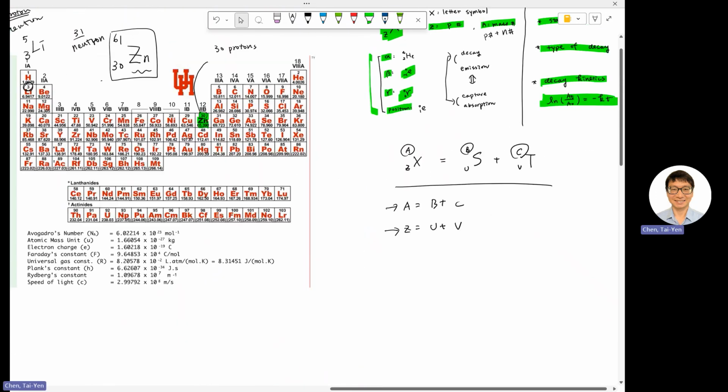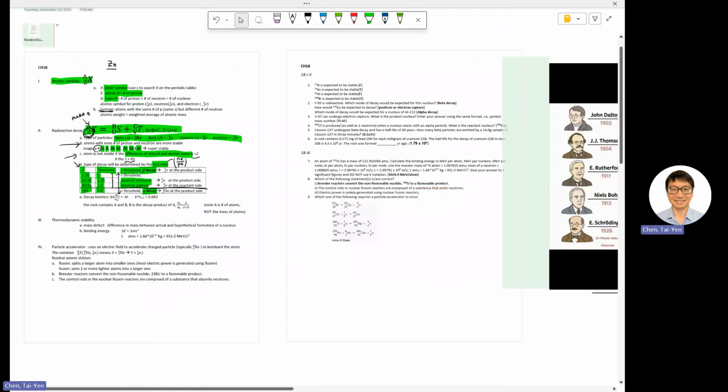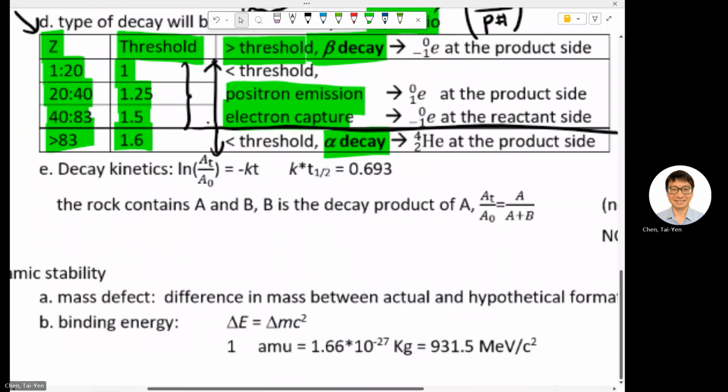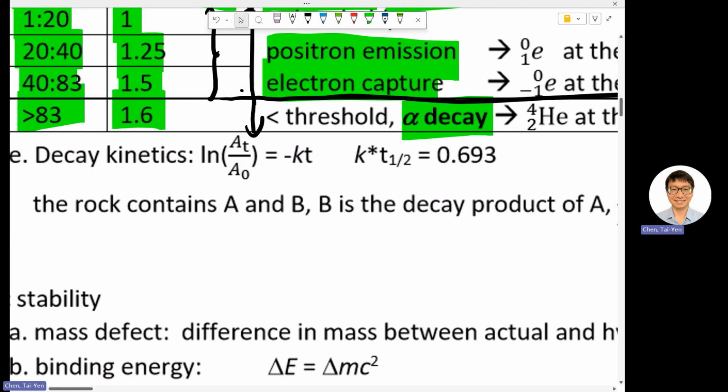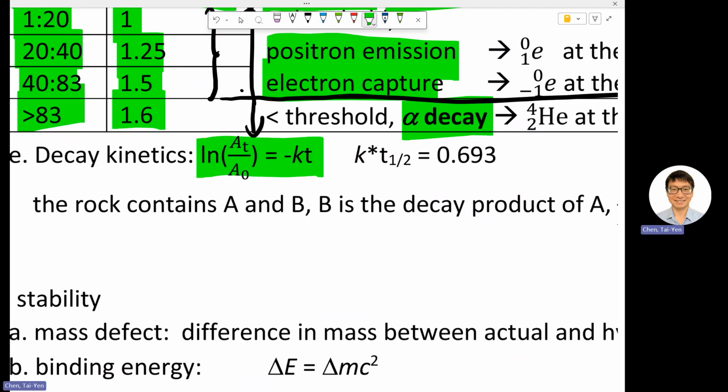If not, then we are going to enter the very last topic for today. Once we know what kind of decay we have, the next thing is we want to know how fast it's going to happen. And the equation we're going to use is this first order decay rate law: natural log A_t over A naught equals negative k times t.